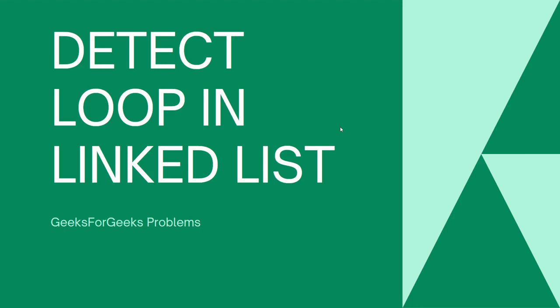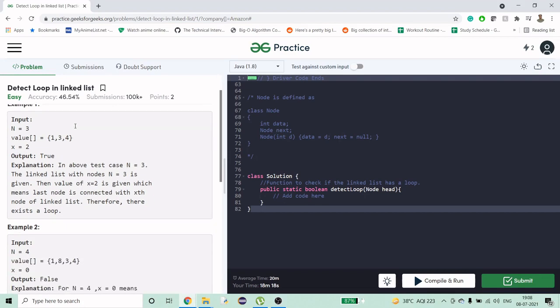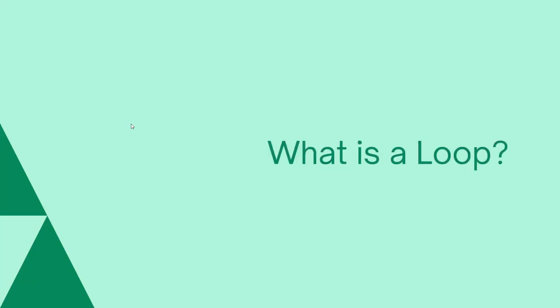So let's see what we have to do. So the problem says that we have a linked list of n nodes, and the task is to check if the linked list has a loop or not, right? So what is a loop? So that's the question, right?